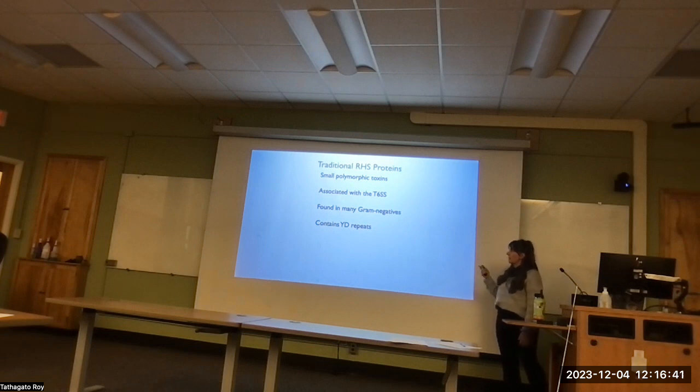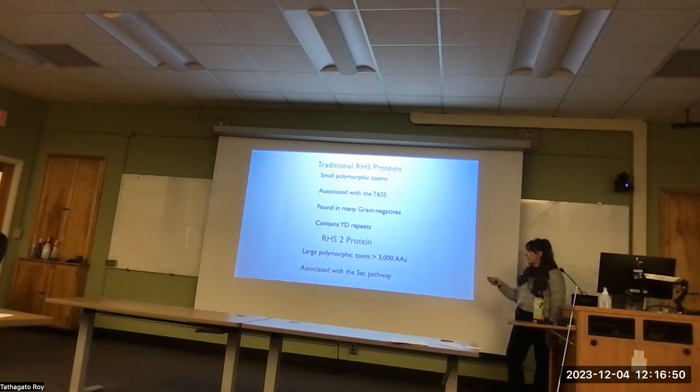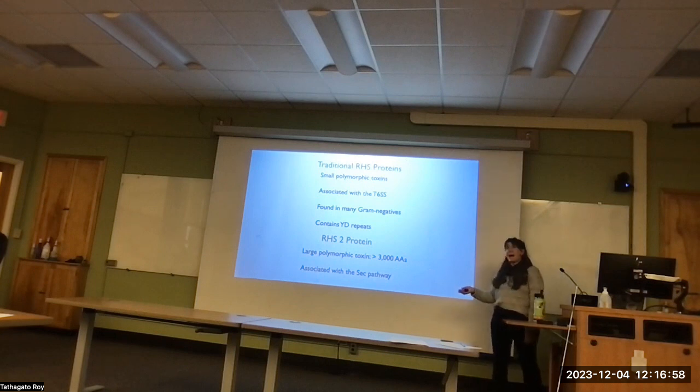They're found in many gram-negative bacteria, and they contain this dipeptide repeat. That's how it gets its name. However, this RHS2 is a very large polymorphic toxin over 3,000 amino acids, and it's actually associated with the SET pathway.